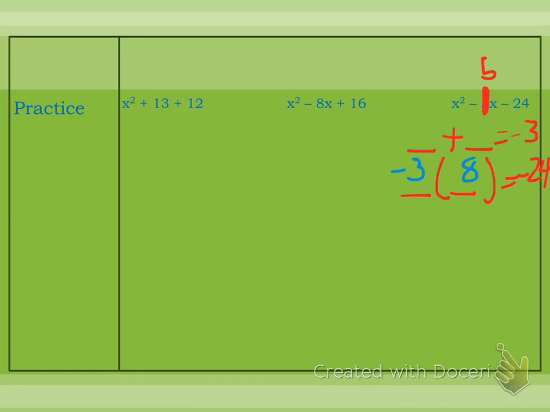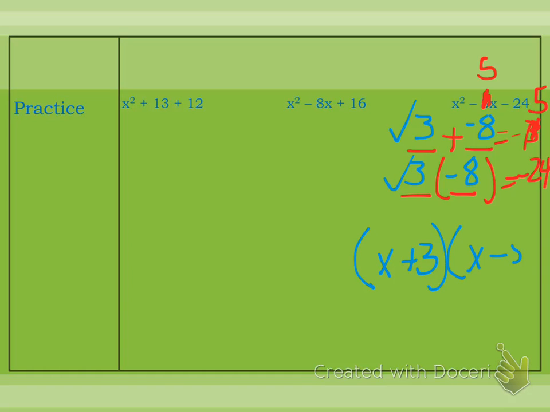I know that negative 3 times 8 is negative 24, but now if I go negative 3 plus 8, that does not equal negative 5. That equals positive 5. Okay, but that's an easy fix, because I know that if I just switch the signs, and instead of negative 3, I say positive 3, and instead of positive 8, I say negative 8, that's going to give me negative 24 still, and 3 plus negative 8 is negative 5, so I know my answer will be x plus 3 times x minus 8.